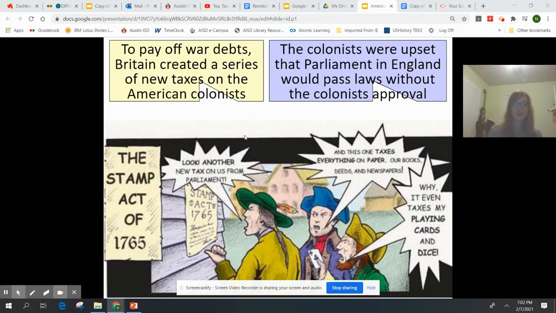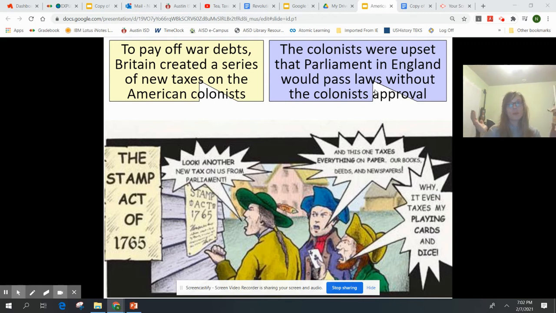And so the British are kind of like, hey, you got us into a fight with the French. You keep on picking fights with the Native Americans. You have to pay some taxes now because you want our protection, but you're not paying for it. And so what England does is they start to create a series of new taxes on the colonists. And so the colonists don't like this at all.